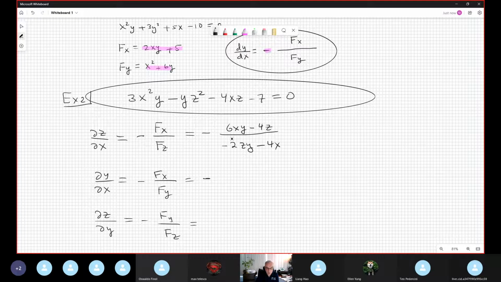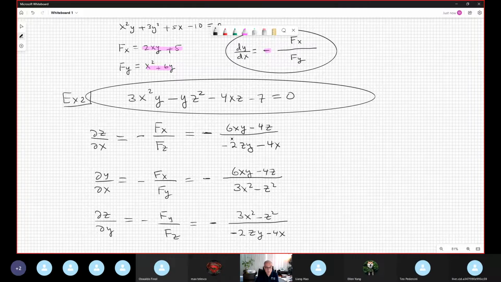Likewise, this minus, if you want, it's a fraction. You put it in the top, the bottom, or in the front. It doesn't matter. You know that. This is 6xy minus 4z, exactly the same because it's the same partial derivative, divided by 3x squared minus z squared. Then we differentiate with respect to y. Minus, in this case, 3x squared minus z squared, as I did before, divided by minus 2zy minus 4x.